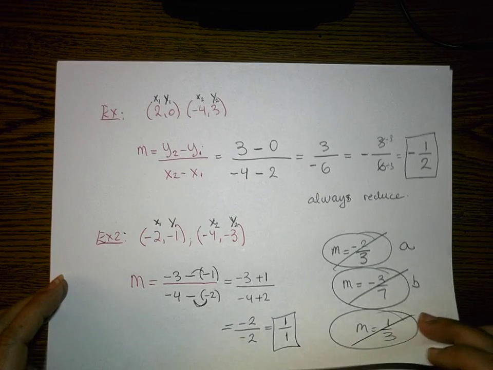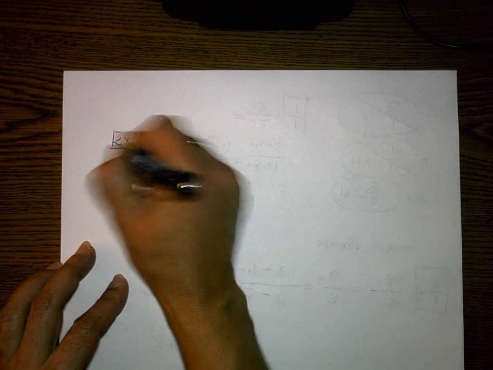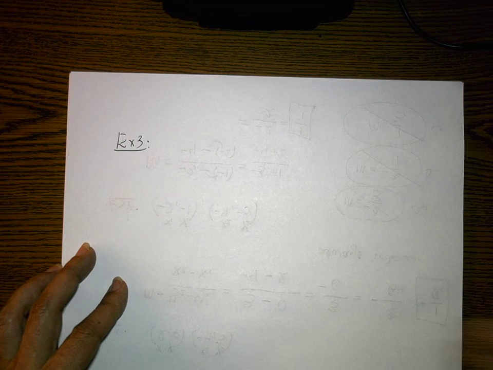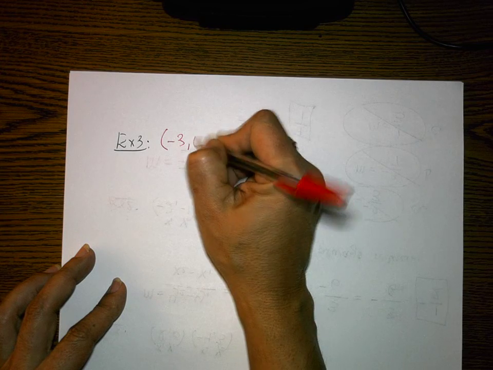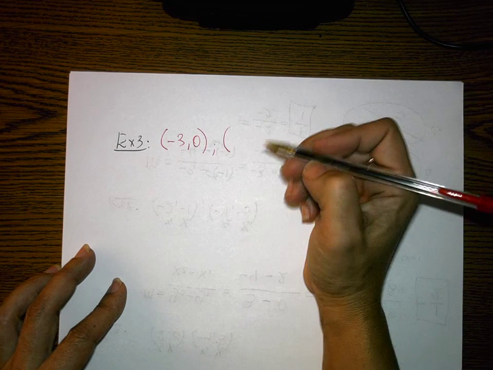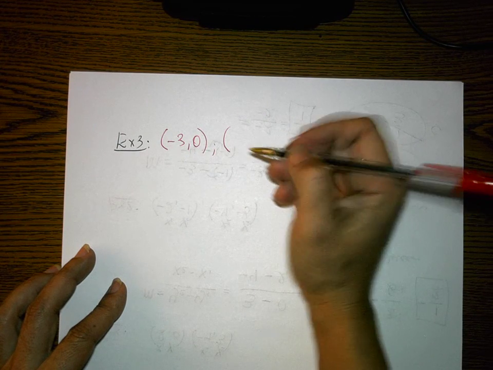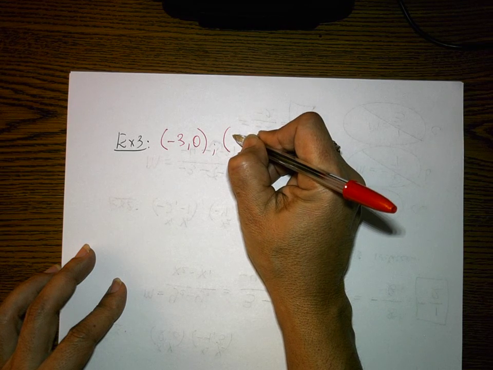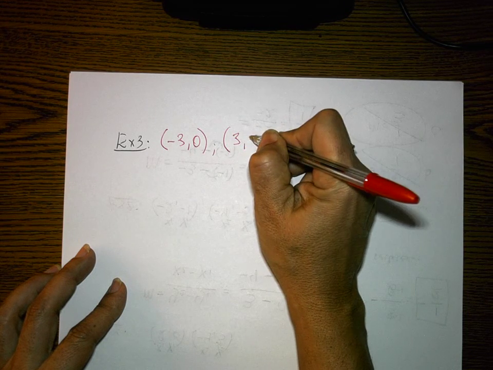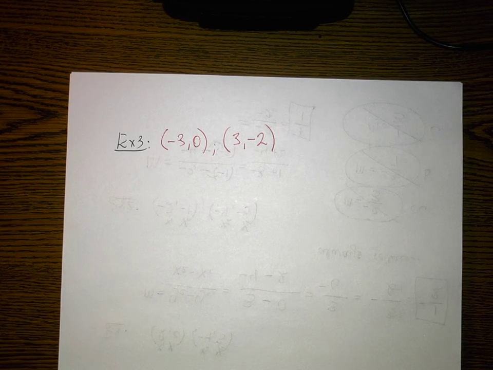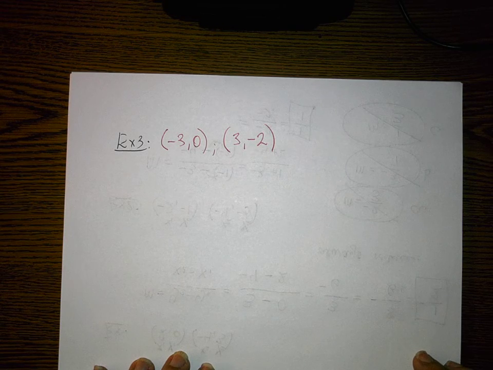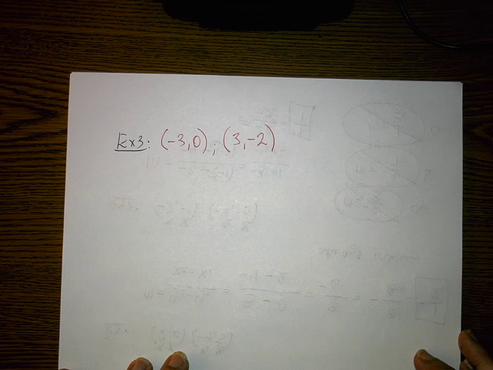Okay, let's do example number 3. I'm going to throw in some negatives at you guys. Negative 3 comma 0, and let's do 3 comma negative 2. I don't even know if that's going to work, but let's find out what happens. Interesting.